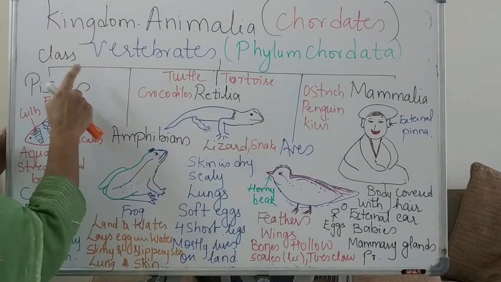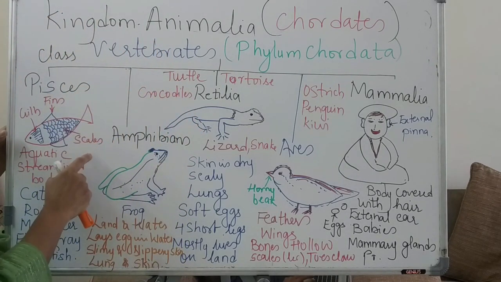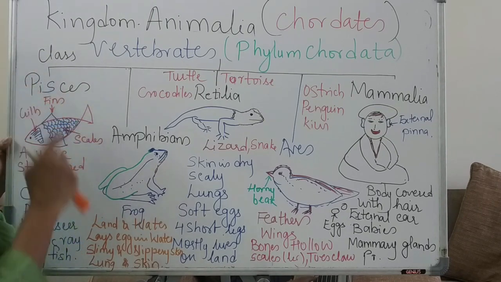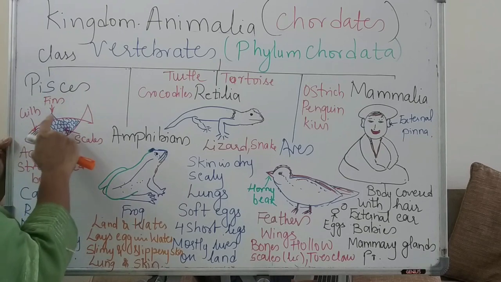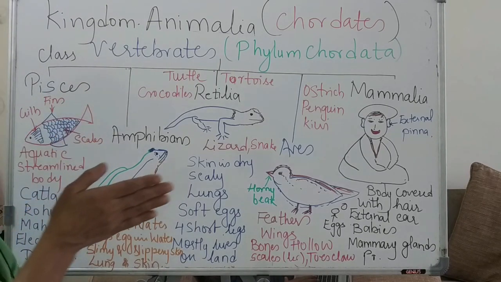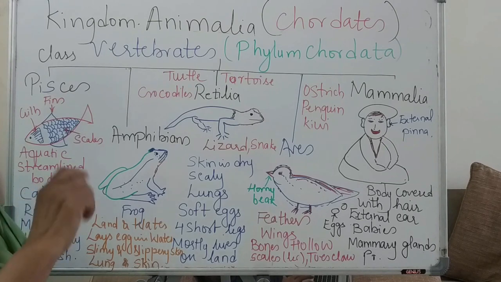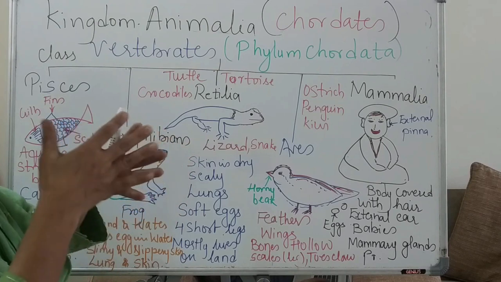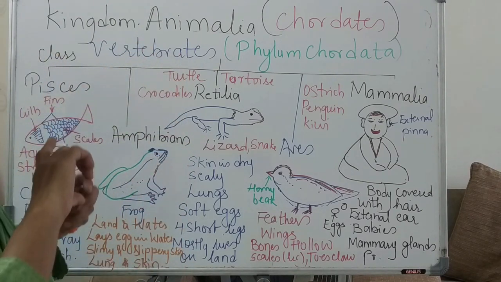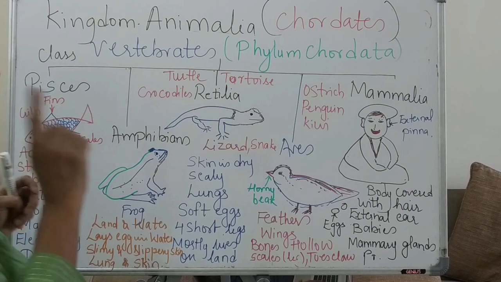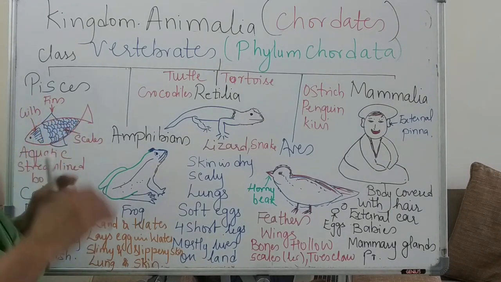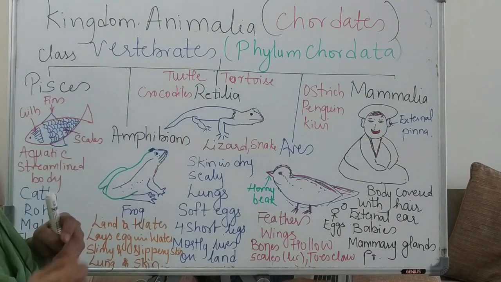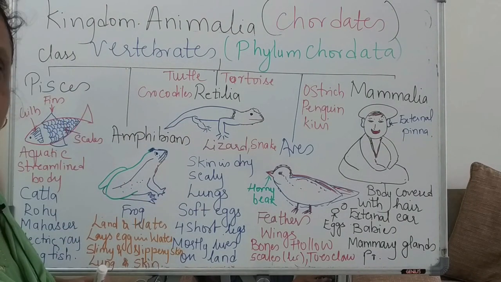So, let us start from Pisces, that is, the fishes are included in Pisces. Now these fishes, they have to swim in water. So their body is streamlined. You take any fish, it is not going to have a square shape. It is going to be streamlined because it has to swim in water. The body is covered with scales so that water does not enter. They are all aquatic animals.